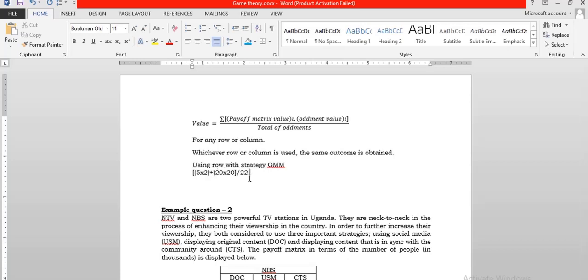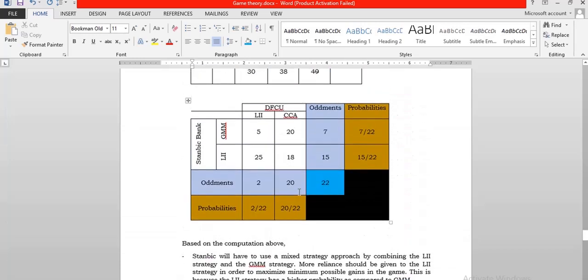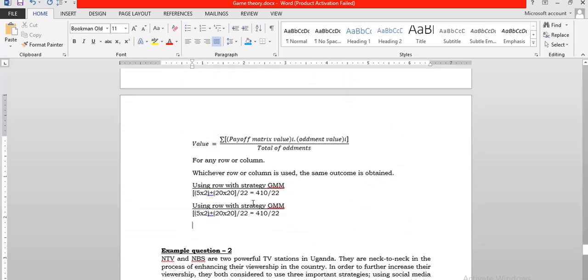This should give us the final answer, which is 5 times 2 is 10, 20 times 20 is 400, so it is 410 divided by 22. You can do the computation later on, but I'm just going to show you how this is done. So we are going to use other strategies and see if we get the same answer. If you use row strategy LII, let's see what we get.